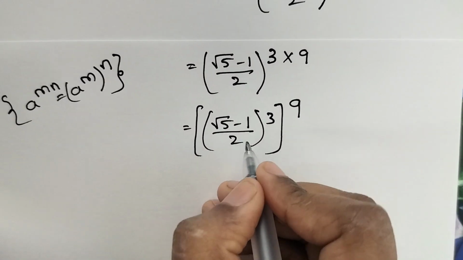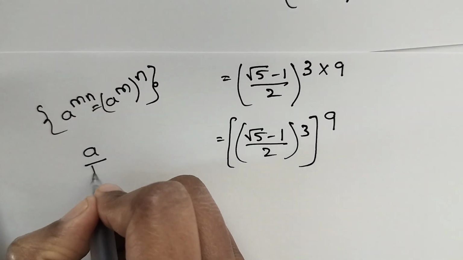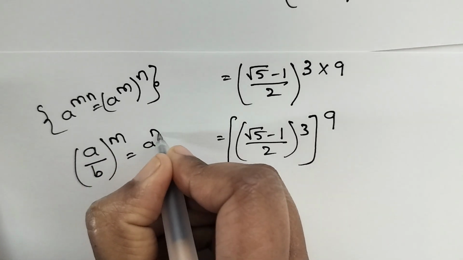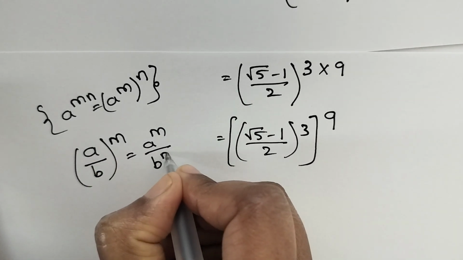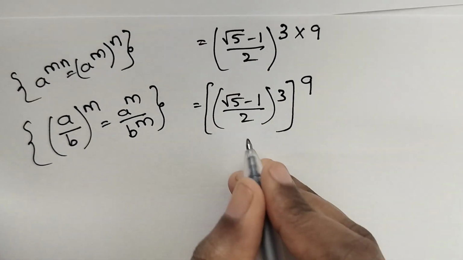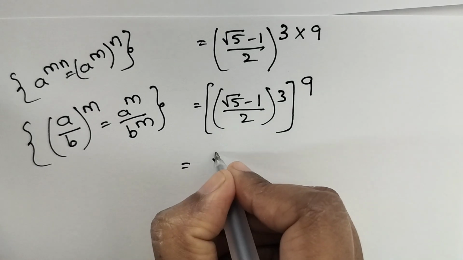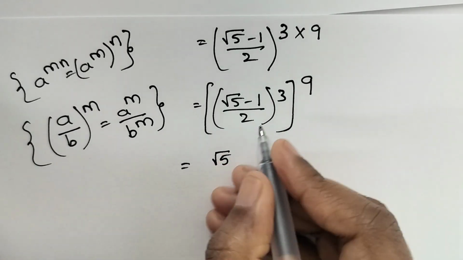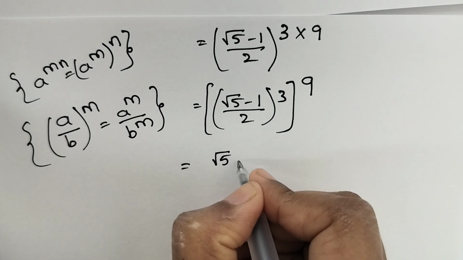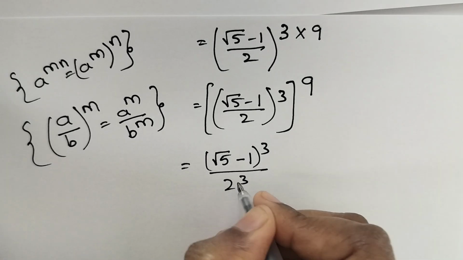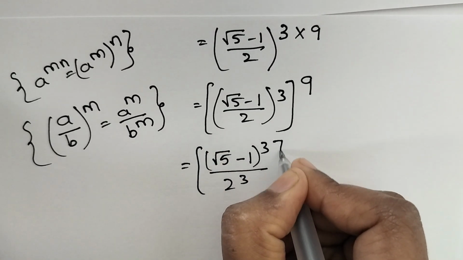Now this is in the form of a by b whole to the power of m, which is equal to a to the power of m divided by b to the power of m. This is the formula, so use this formula. Apply this power to each term. So the square root of 5 minus 1, whole to the power of 3, divided by 2 cubed, whole to the power of 9.